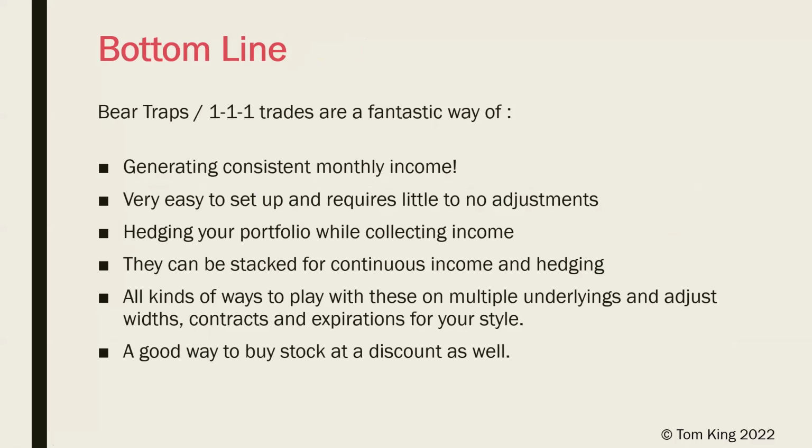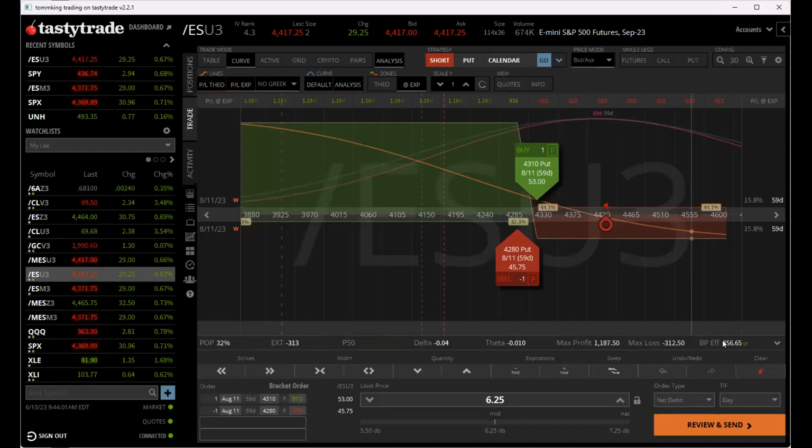It's easy to set up, with very few adjustments, and gives you a little bit of a hedge if the market moves down 5 to 10%, allowing you to hedge while you're collecting income. You can stack these for continuous income, put one on every week. There are all kinds of ways to play with these on multiple underlyings, adjust the widths, adjust the contracts, make it fit your style. It's also a great way to buy stock at a discount. If you want to do these on any other underlyings, you certainly can.